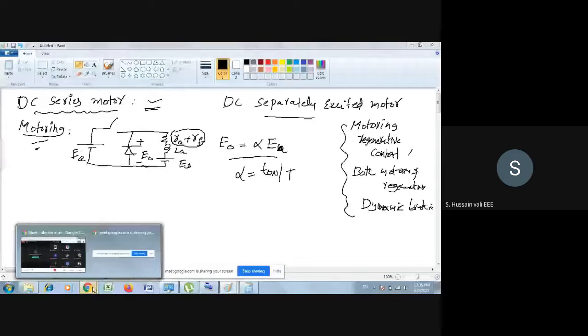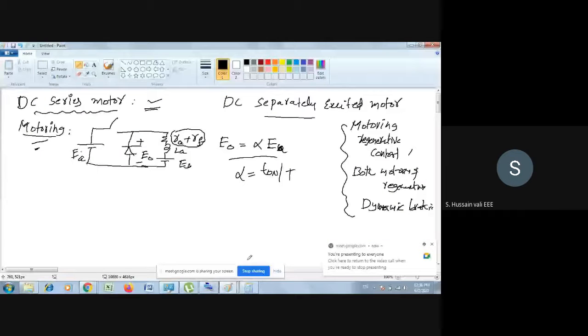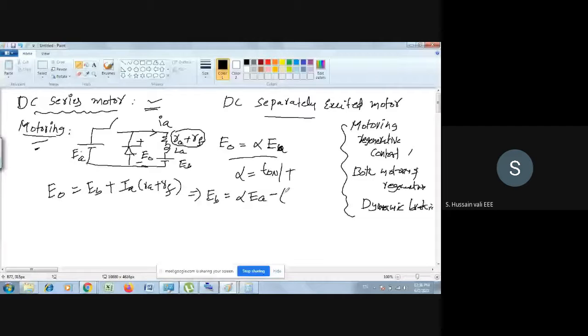Now you see the motor equation here. What is the motor equation? E naught is equal to EB plus IA into RA plus RF, you know very well. This is the E naught value. So from this, what is EB? EB is equal to E naught, which is alpha EA, minus RA plus RF into IA.